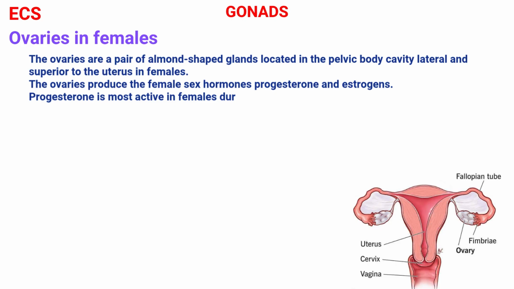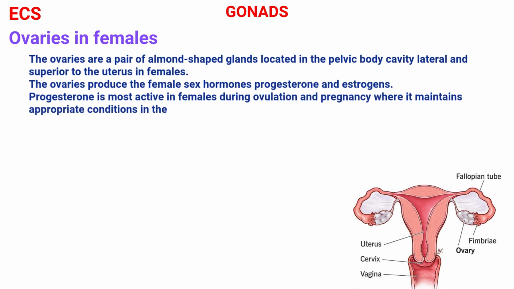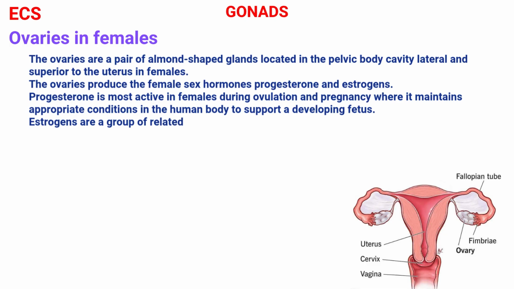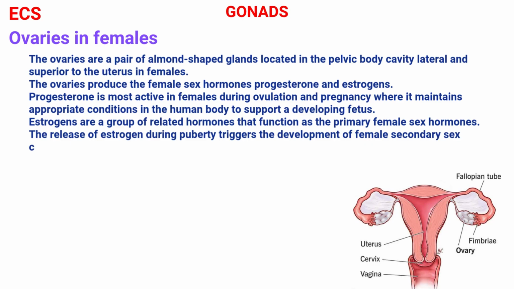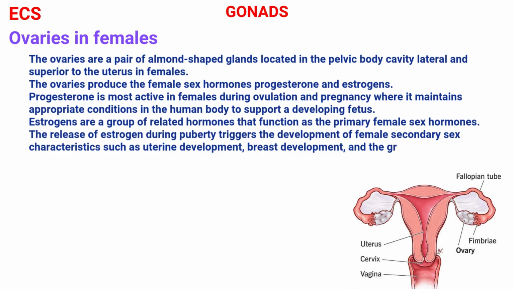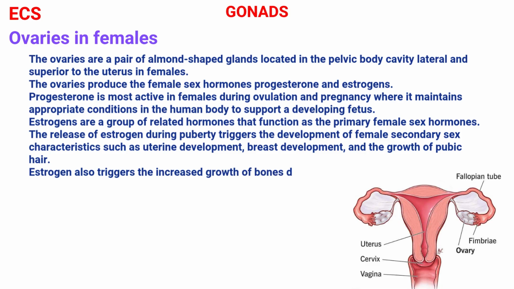Progesterone is most active in females during ovulation and pregnancy, where it maintains appropriate conditions in the human body to support a developing fetus. Estrogens are a group of related hormones that function as the primary female sex hormones. The release of estrogen during puberty triggers the development of female secondary sex characteristics such as uterine development, breast development, and the growth of pubic hair. Estrogen also triggers the increased growth of bones during adolescence that lead to adult height and proportions.